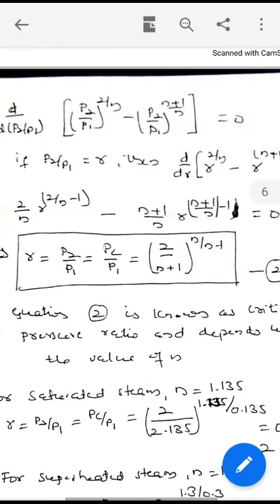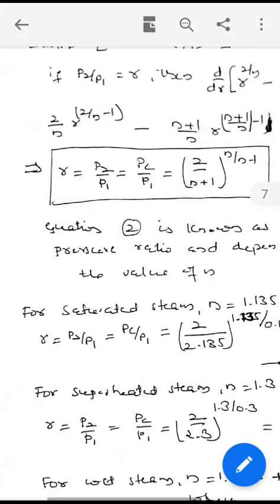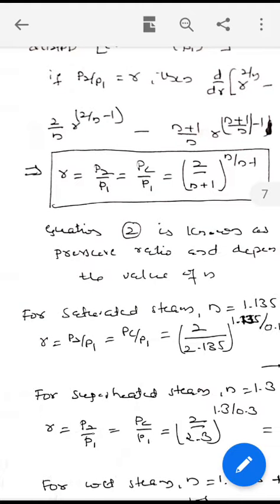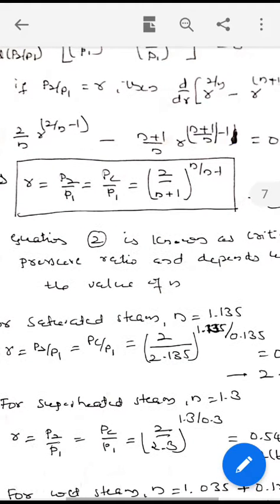So you will get R equal to P2 by P1 equal to Pc by P1 equal to (2 by n plus 1) raised to n by n minus 1. R equal to P2 by P1 equal to Pc by P1 equal to (2 by n plus 1) raised to n by n minus 1. This is the value of critical pressure ratio for getting maximum discharge.